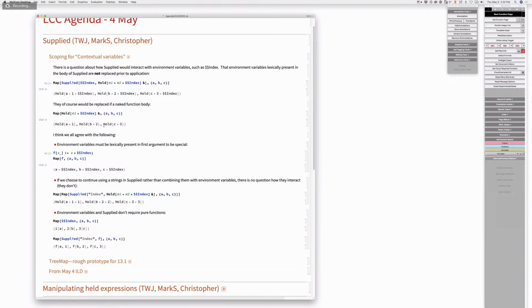Okay. I mean, I thought the idea is they would be lexical, so that wouldn't work. Well, that would work. But are they lexical with respect to... hang on. If it's f equals, it will if it's f. If it's an own value, it absolutely would work, right? Because map isn't holding anything. So are they lexical with respect to the map or the function?